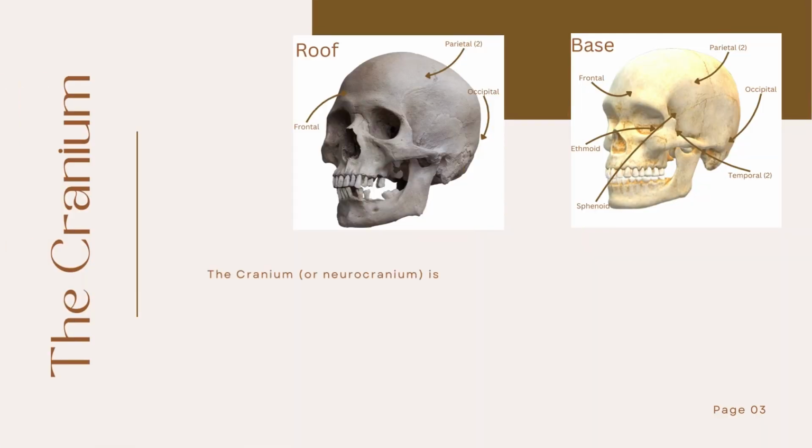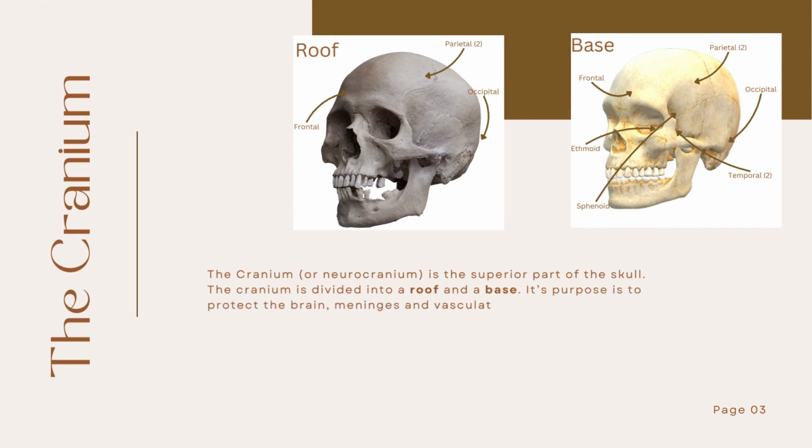So firstly, the cranium, which is also known as the neurocranium and is essentially the superior part of the skull. So its purpose is to protect the brain, the meninges, and the cerebral vasculature. The cranium can be divided into a roof and a base.